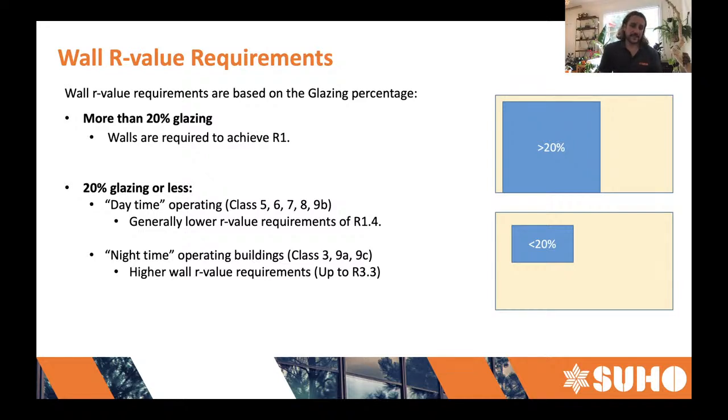If you've got 20% glazing or less, then daytime operating buildings have R value requirements of about R1.4 for climate zones 2 to 8, and R2.4 for climate zone 1, which is a bit of an anomaly, I suppose. Then nighttime operating buildings, which are classes 3, 9A and 9C, places where people will stay overnight, have higher wall R value requirements, anywhere up to R3.3. So this is something that's a lot more stringent, and as we'll touch on thermal bridging in a second, walls achieving R3.3 is actually relatively not impossible, but it's much more difficult.